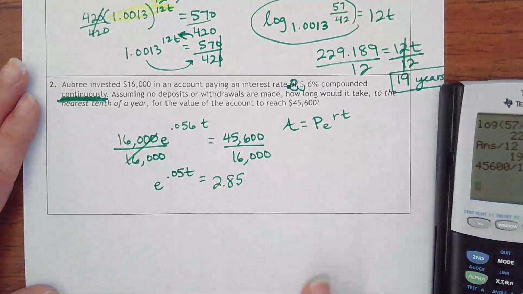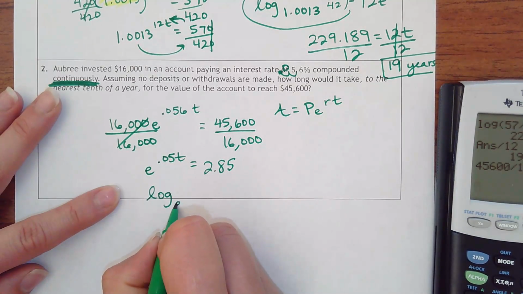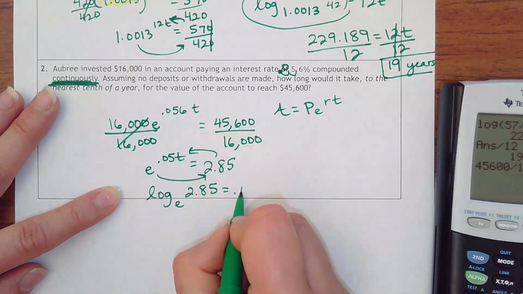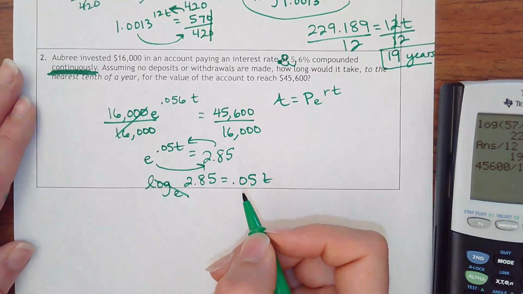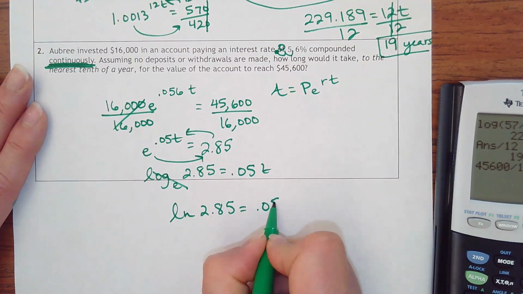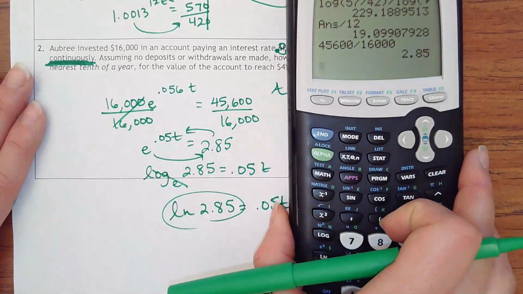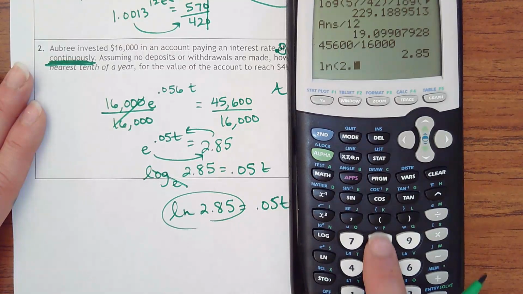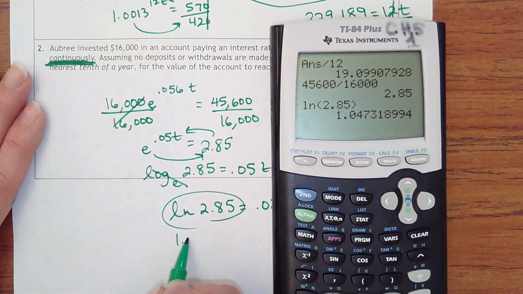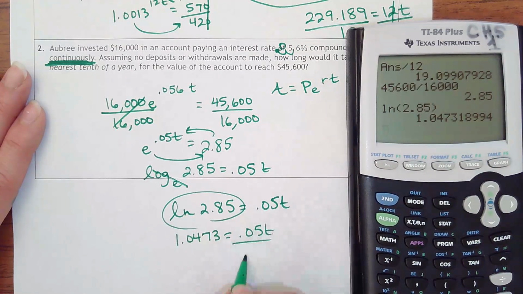I'm going to change this into a log. So I've got log with a base e of 2.85 would equal 0.056t. Now log base e, to me it's a lot easier to just know that's natural log of 2.85. And this is going to get a number on my calculator. So I'm going to hit the natural log button, which is right here. 1.0473-ish equals 0.056t.